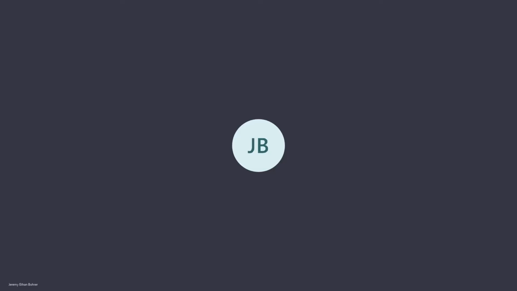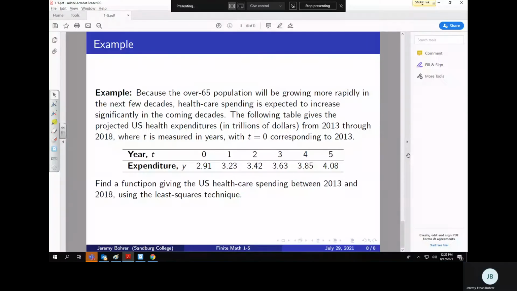We are going to look at the example on page 8 of the Chapter 1, Section 5 slides. So here is that example. Because the over 65 population will be growing more rapidly in the next few decades, healthcare spending is expected to increase significantly in the coming decades.